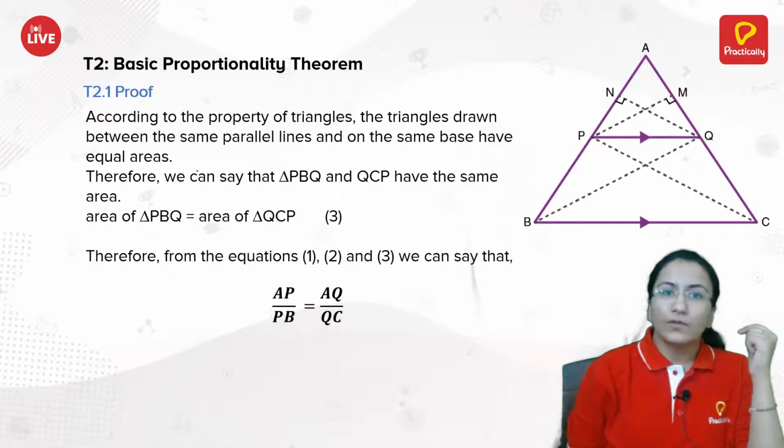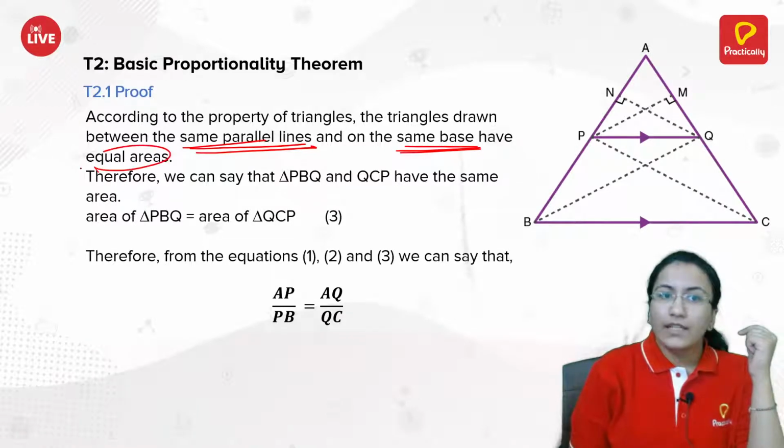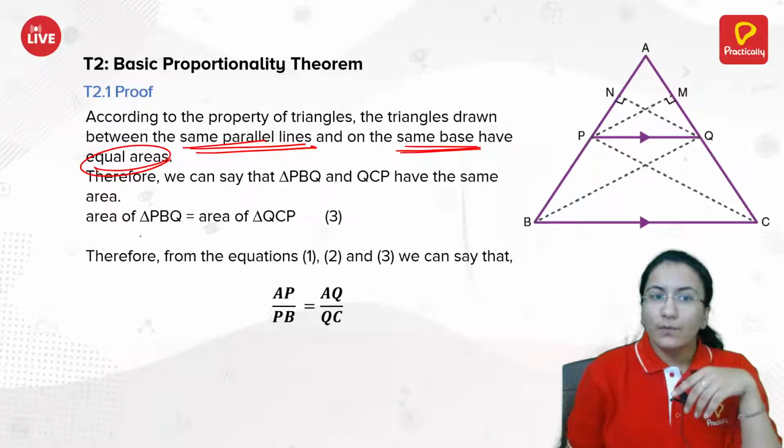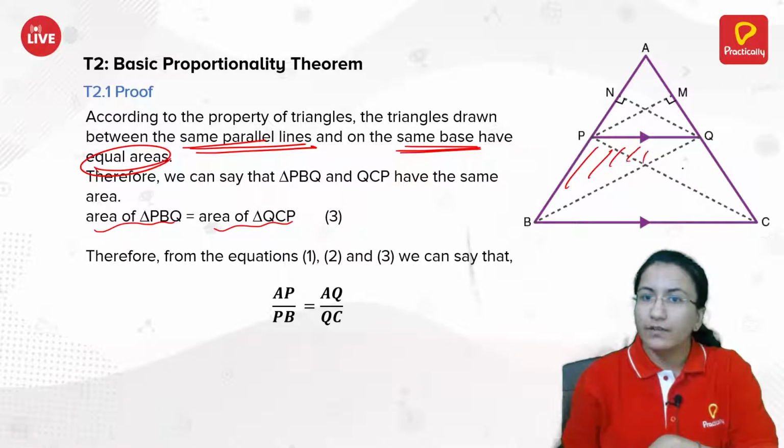So, according to the property of triangles, the triangles drawn between the same parallel lines and on the same base have equal areas. So, using that property, area of triangle PBQ is equal to area of triangle QCP, right? Area of this triangle would definitely be equal to area of this triangle.